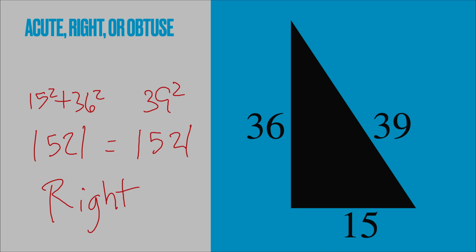Oh, by the way, this was one of those Pythagorean triples. It's actually one that we did earlier today, because 15 divided by 3 is 5, 36 divided by 3 is 12, and 39 divided by 3 is 13. Whoa, what a shock.